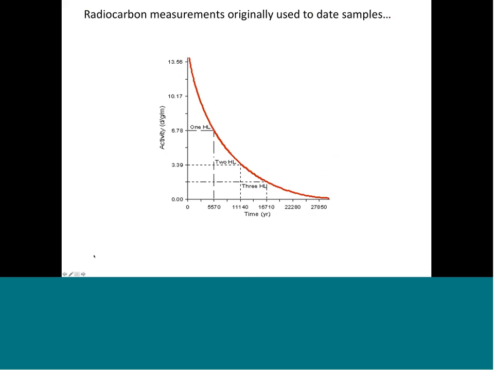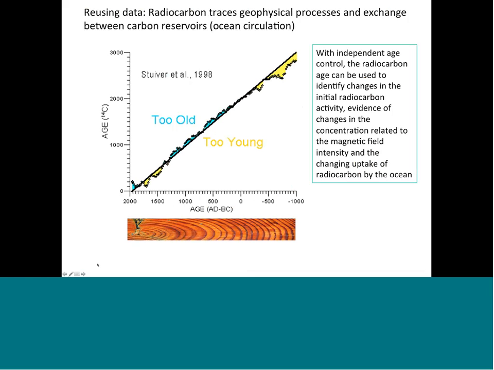The second example I want to talk about is radiocarbon. So we're all familiar with the exponential decay of radiocarbon and the concept that by measuring the activity of radiocarbon in a geologic sample, we can use that remaining activity to understand the sample age here. What's exciting is that with independent age control, we can determine additional information.